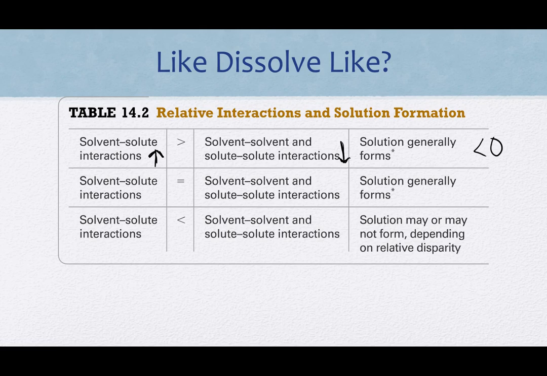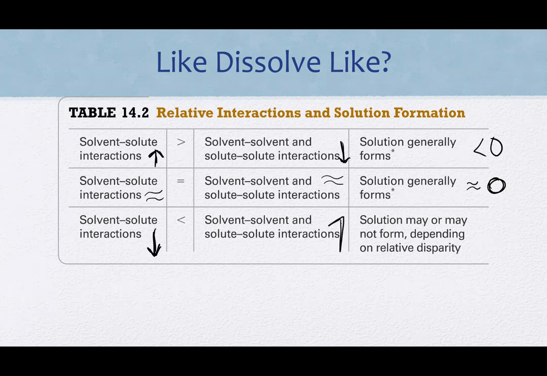Okay? If the solvent-solute interactions are, we'll say, moderate, and the solvent-solvent and solute-solute interactions are moderate, a solution is generally going to form. So if those are about the same, if we're roughly equal to 0, then a solution, again, will generally form.